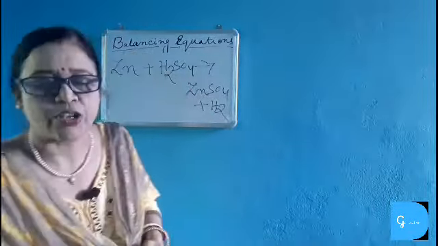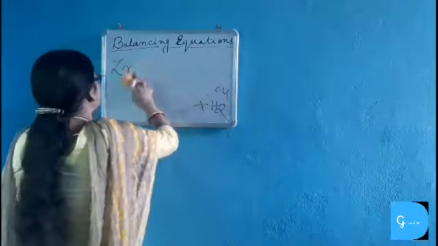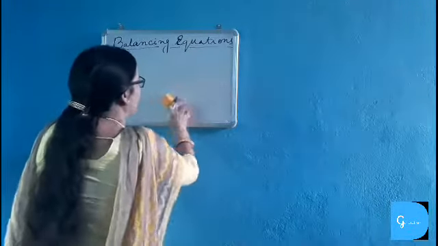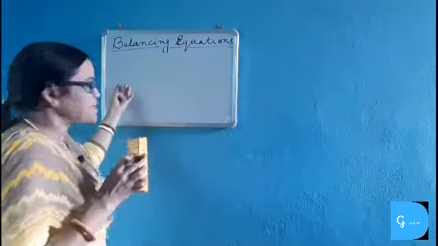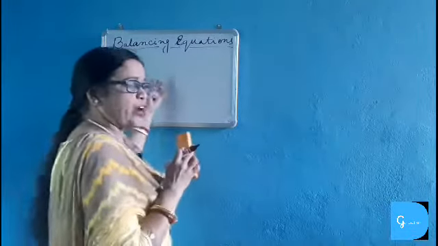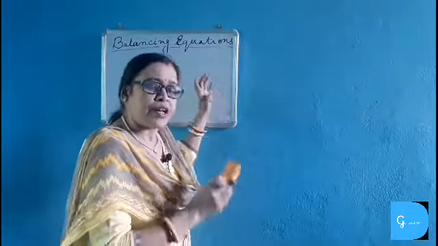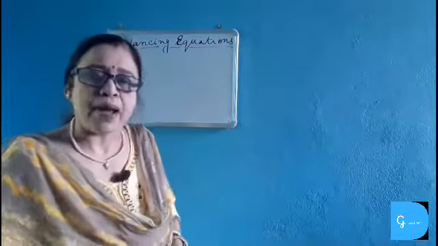Now what is a balanced equation? A balanced equation means the number of atoms of different elements on the reactant side is equal to the number of atoms of different elements on the product side. This is called a balanced equation.